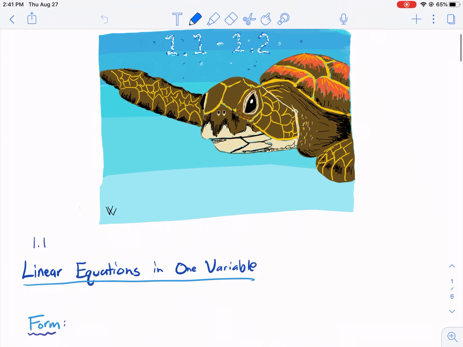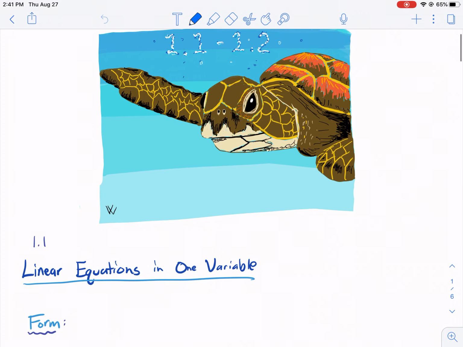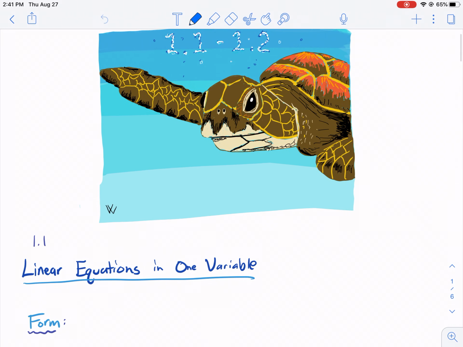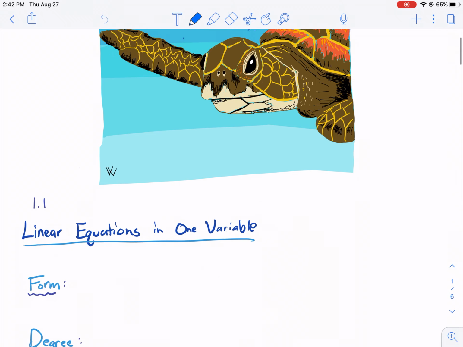In this class, we're going to be essentially covering college level entry algebra. So all the skills that you have from Algebra 2 combined into a college styled course. So let's go ahead and get started.